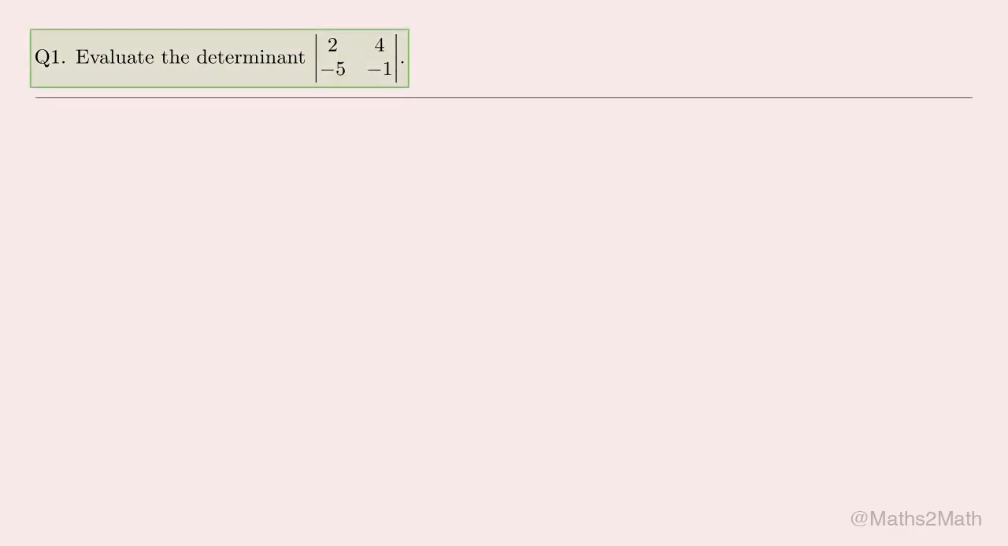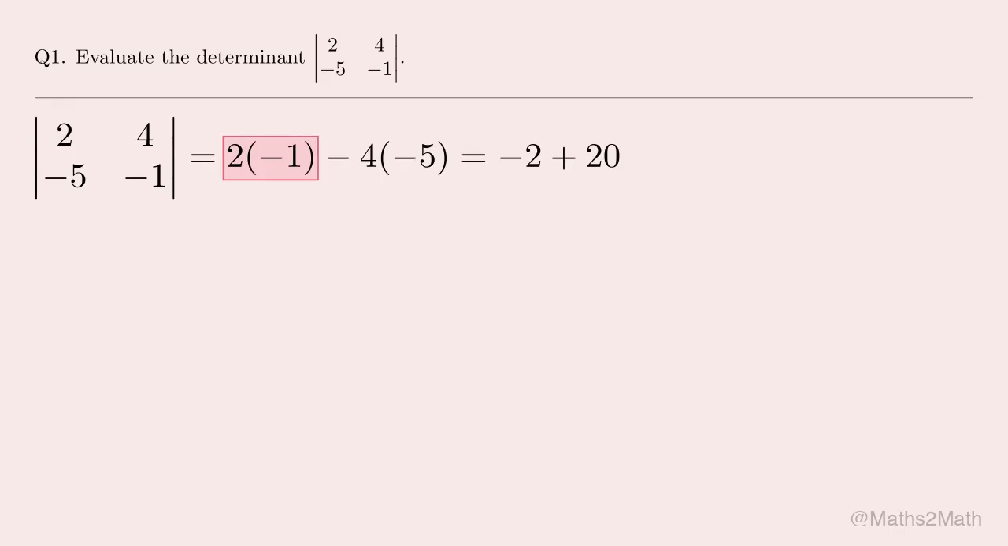Question 1, our first determinant. For a 2 by 2, it is the product of the main diagonal minus the product of the other diagonal. Main diagonal, 2 times minus 1. Off diagonal, 4 times minus 5. Subtract. That gives 18.